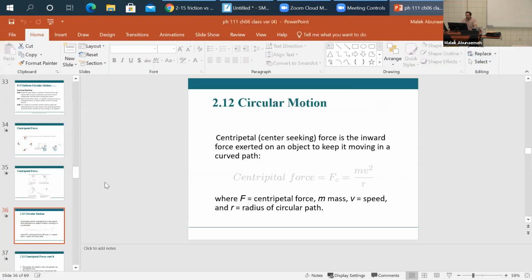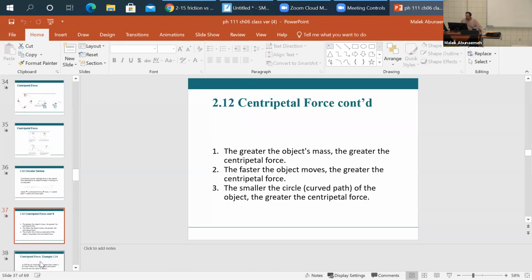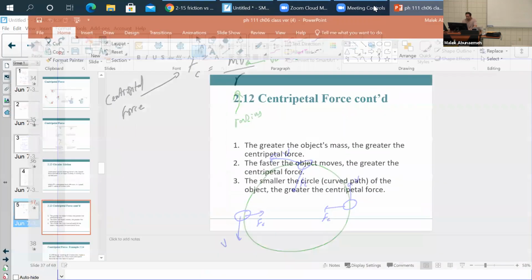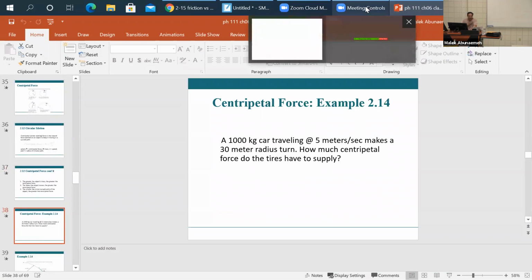The greater the object's mass, the greater the centripetal force. The faster the object moves, the greater the centripetal force. The smaller the circle, the greater the centripetal force. So let's say you have a 1,000-kilogram car traveling at 5 meters per second that makes a 30-meter turn. How much centripetal force does it need?